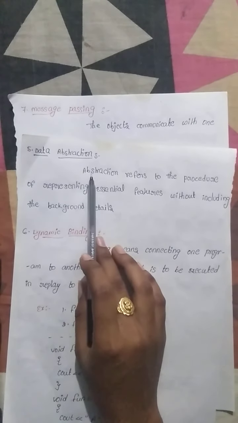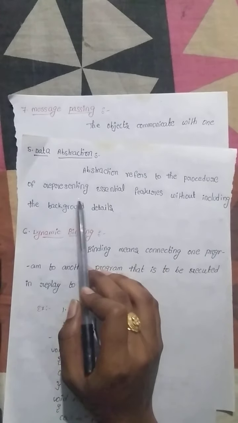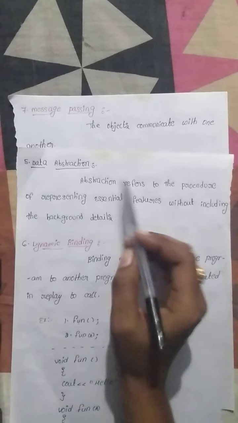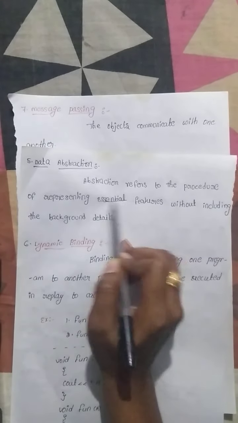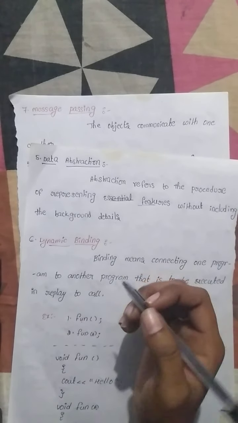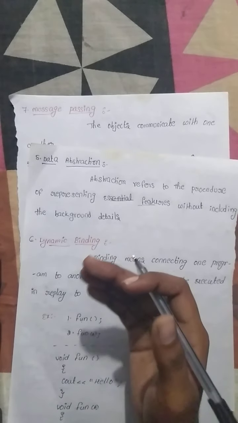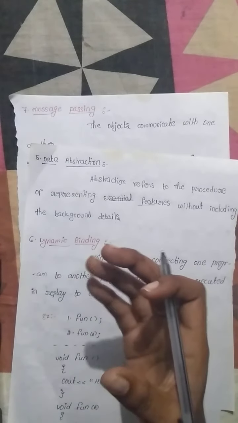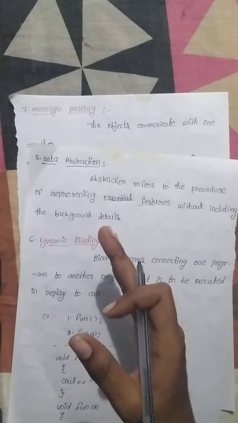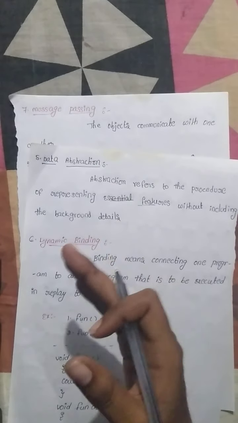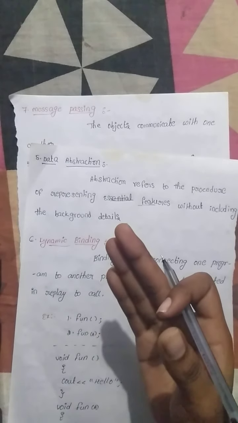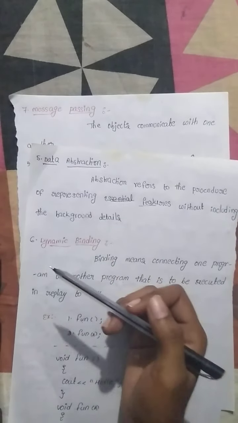data abstraction. Abstraction refers to the procedure of representing essential features without including the background details. Data abstraction means representing only essential features without including background details. For example, we go to a car shop and want to see one car. What part do we see? We only see the physical part, not the logical part. Here the physical part is the essential part and the logical part is the background detail. So data abstraction also shows the essential features, not background details. That is called data abstraction.